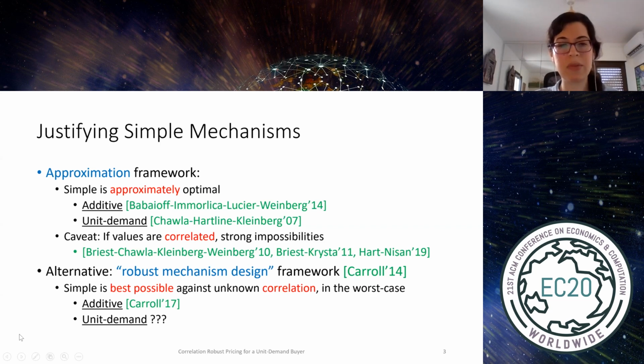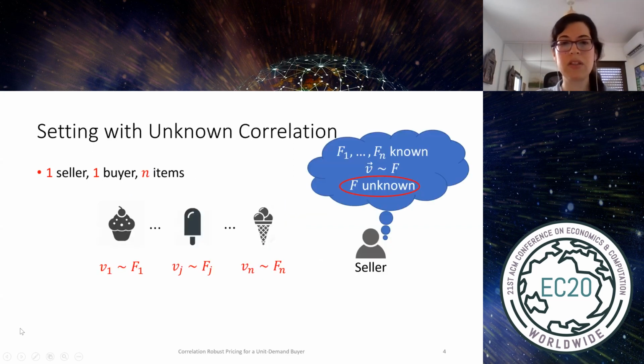Carroll has established such a result for an additive buyer, and in this work we focus on a unit demand buyer. So here's what I mean by a setting with unknown correlation. It's the same as before. Still the f sub 1 to f sub n distributions are known, but this time the values can be correlated. So the values are drawn from some correlated distribution capital F, and this capital F is unknown.